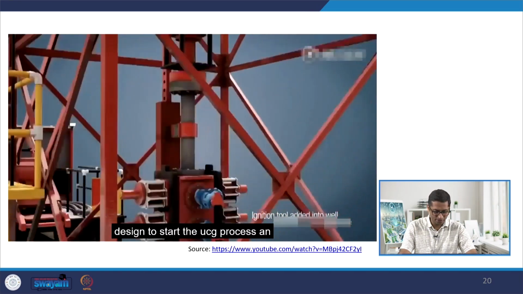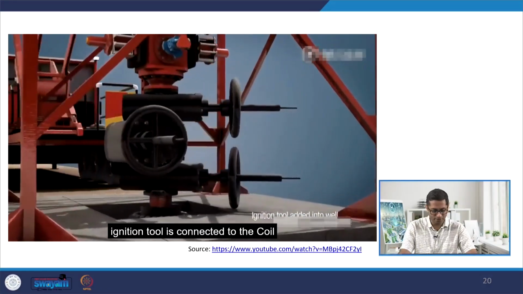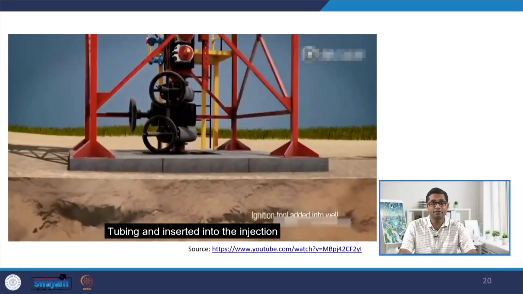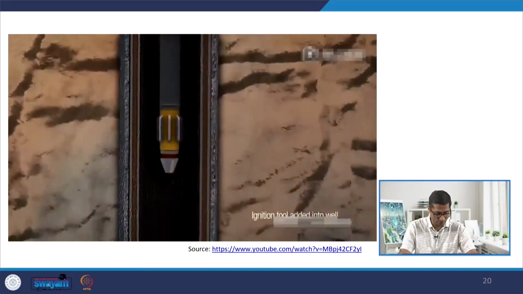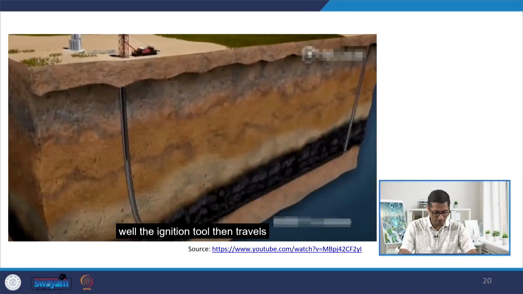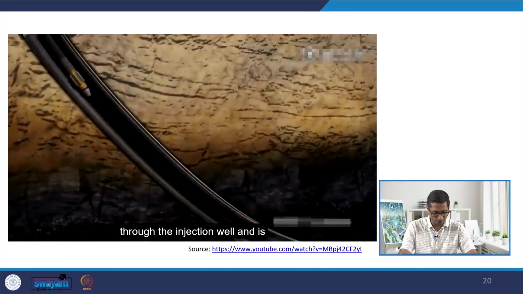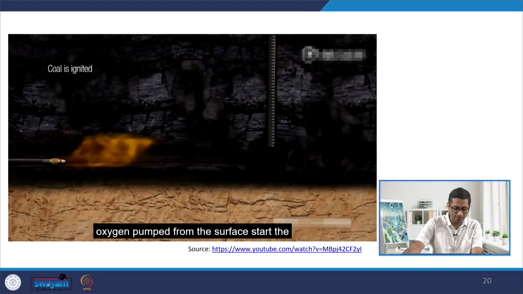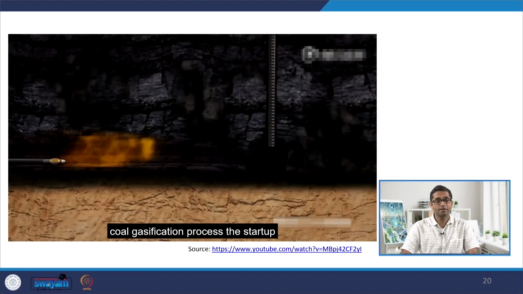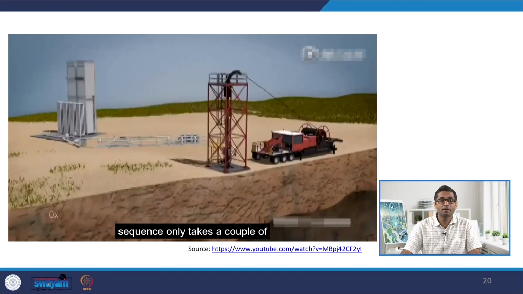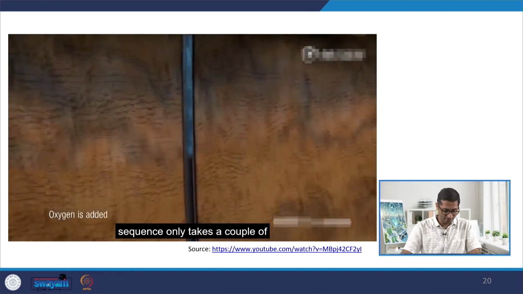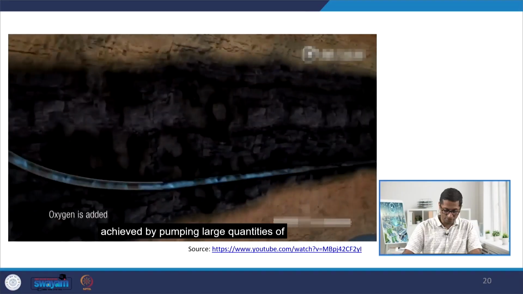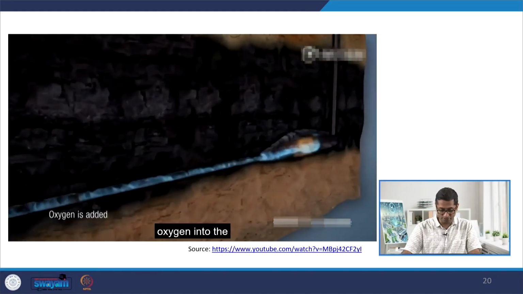Then there is an ignition tool that is started, to start the ignition process, so that some kind of combustion is initiated and then the gasification process can go on. So you would have some kind of ignition mechanism going into the coal seam, creating the ignition, and this initiates the gasification process. You would have the gasification occurring in the coal seam itself, and the result would be a gas rich in hydrogen and carbon monoxide, wherein you also see that oxygen is added, and this is what is going to sustain the gasification process.